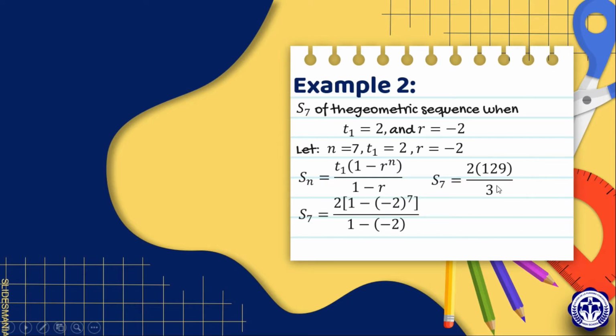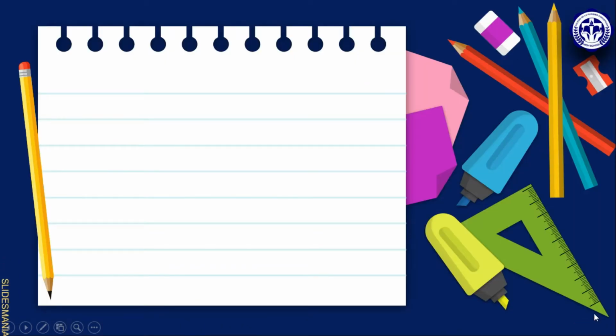So we have 1 minus -2 raised to 7 is positive 129. 1 minus -2 is positive 3. Then we are going to multiply 2 and 129, so we have 258 over 3. So S sub 7 is 86. It means that the sum of the first 7 terms of this geometric sequence is 86. Now let us go to the next example. And this is the last one.